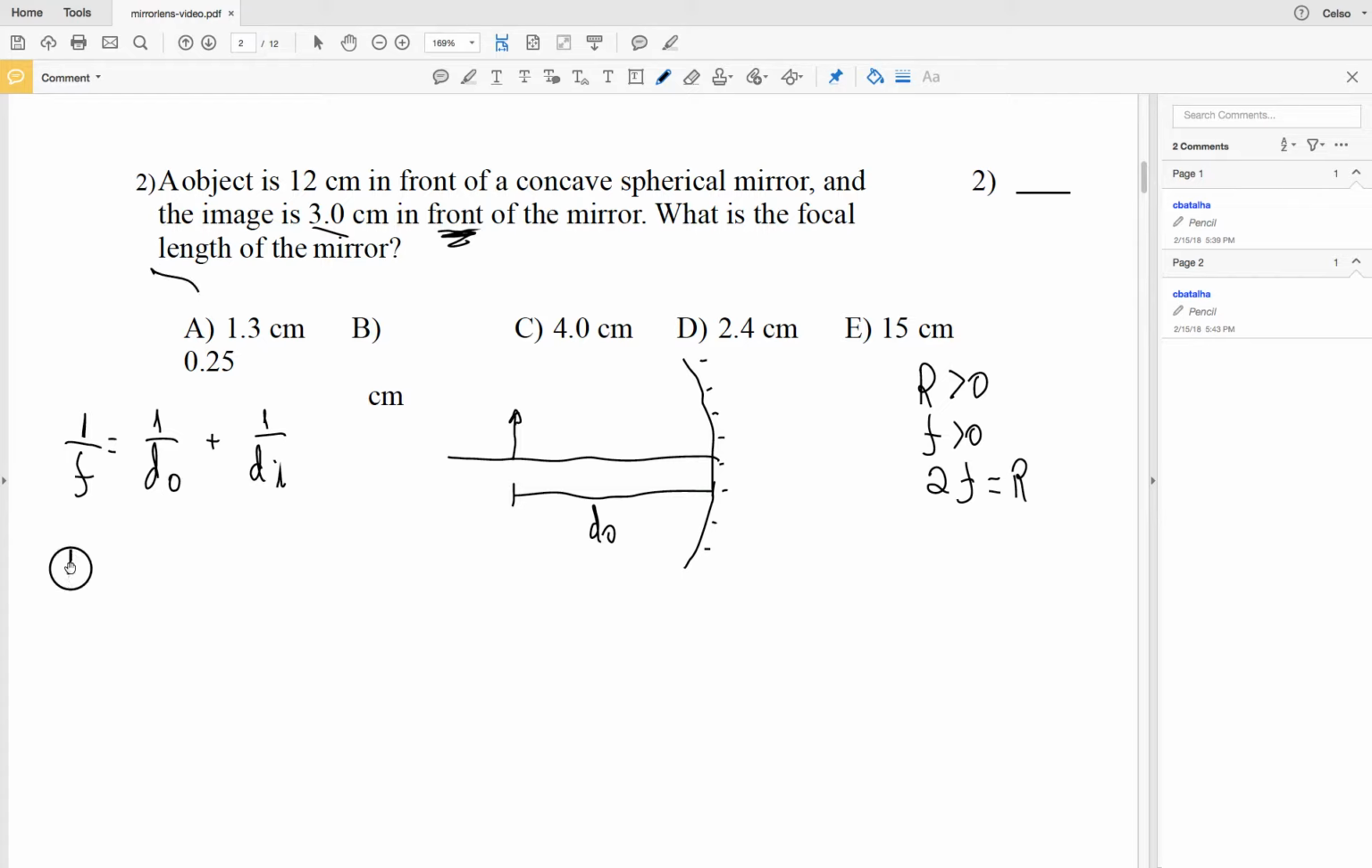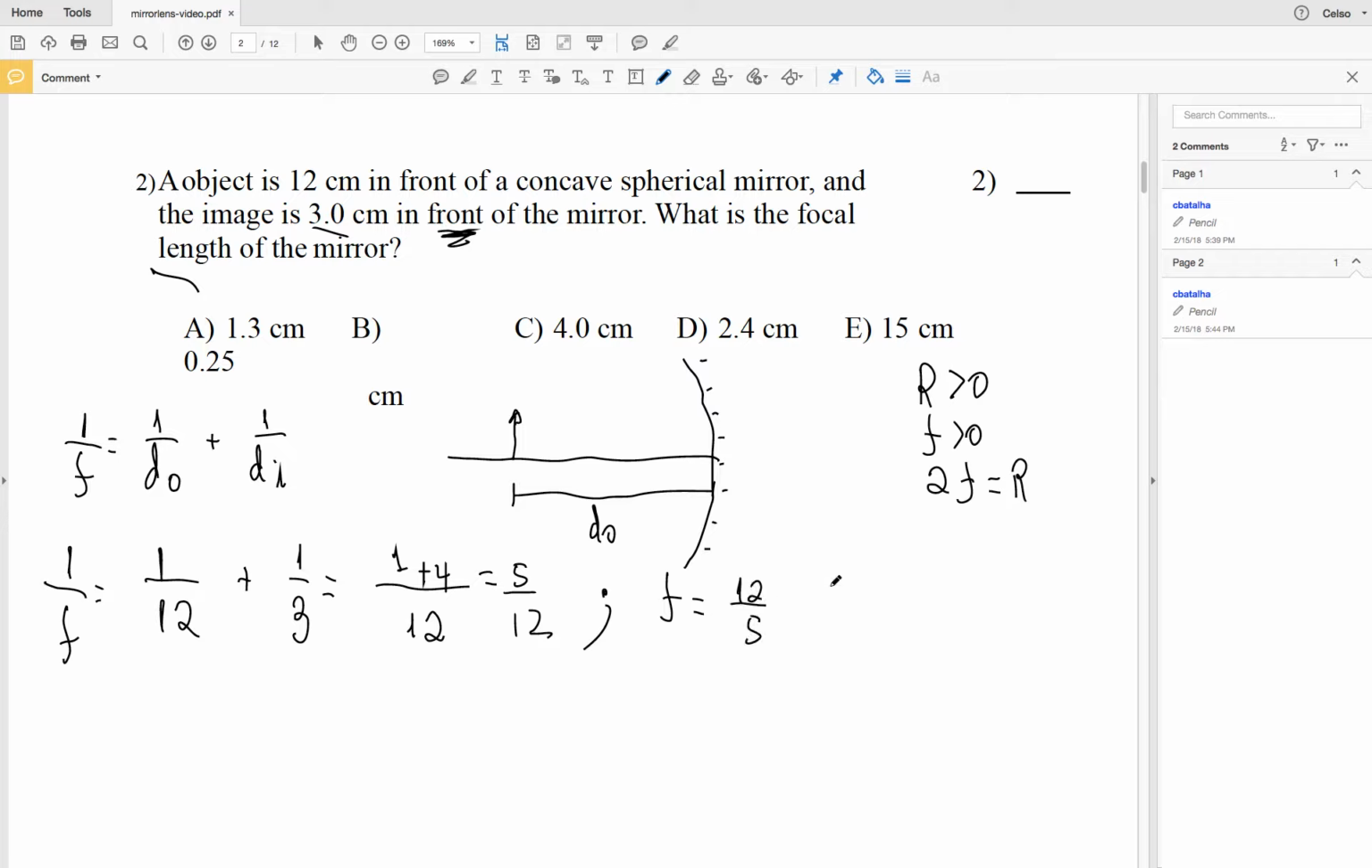What is the focal length? So 1 over f, as we want to find, is equal to 1 over distance object, 1 over 12, plus 1 over distance image, 1 over 3. And then we operate that. So f is equal to what? 5 divided by 12, right? No, 12 divided by 5. Don't forget to flip it over. And that is equal to what? 2.4.